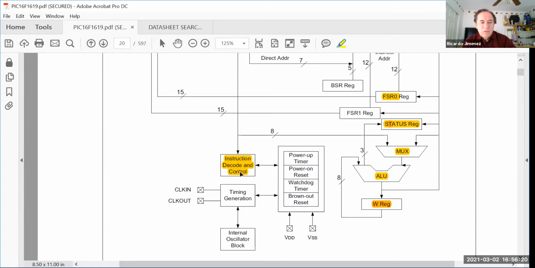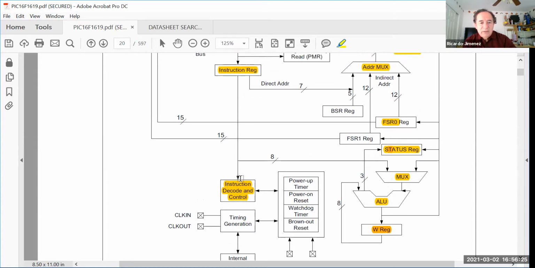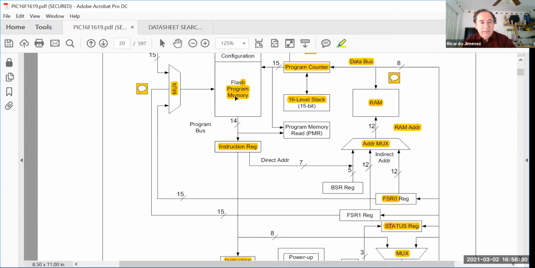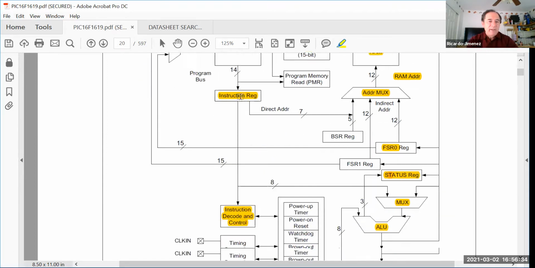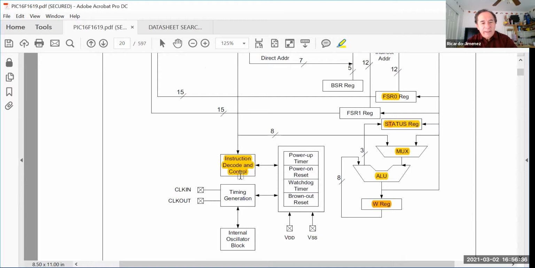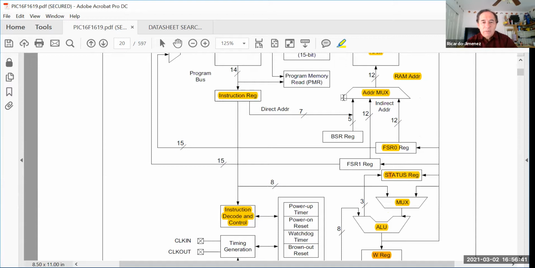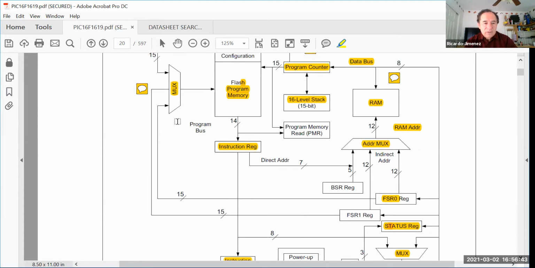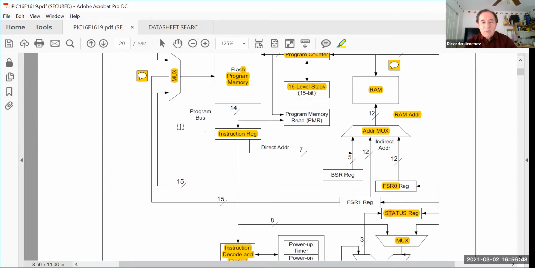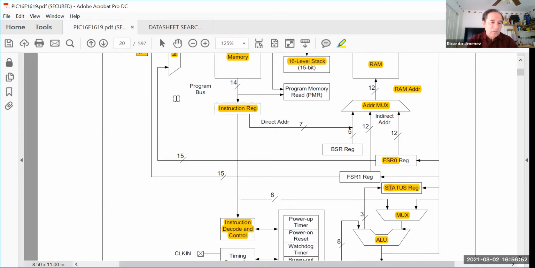Okay. And this is the instruction decode and control. This is also one of the most important pieces. The instructions are stored here in binary code. Every assembler instruction is stored in binary. The binary number comes here, and this one takes care of controlling the arithmetic logic unit and all the multiplexers. The selector channels have to be controlled by the instruction decode and control.